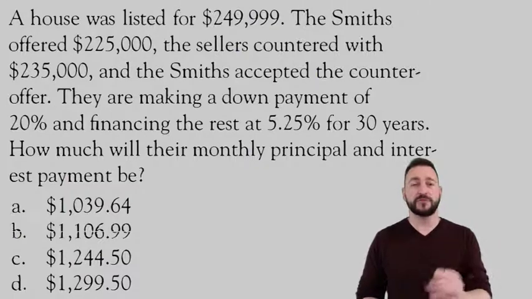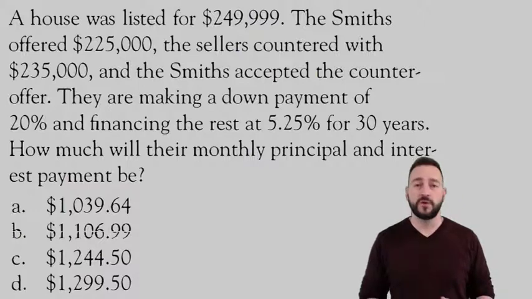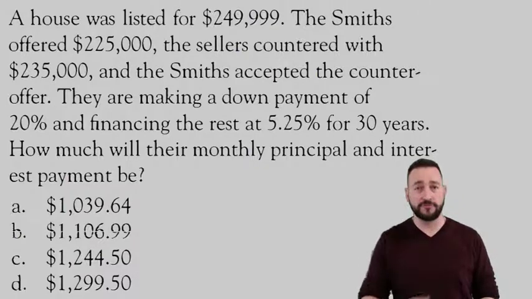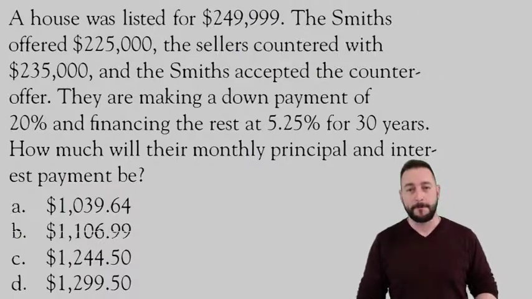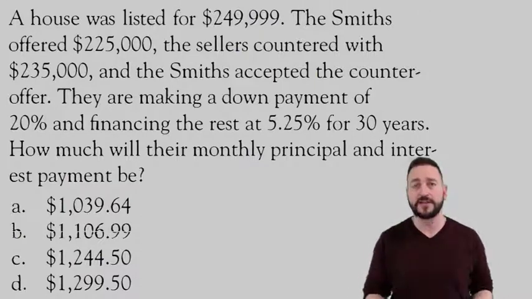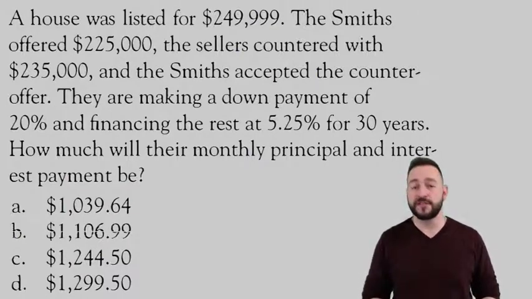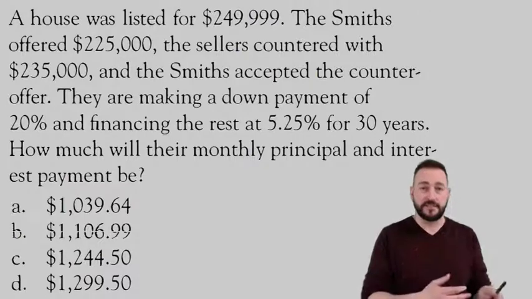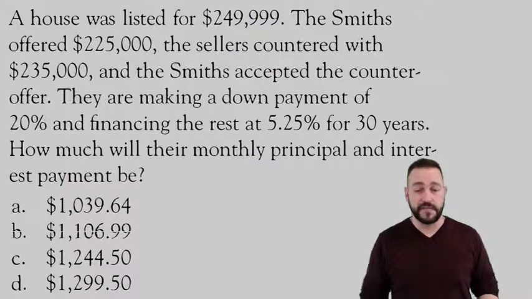It says a house was listed for $249,000 and the Smiths offered $225,000, which the sellers countered with $235,000. Now this is a normal process in every real estate transaction. People go back and forth, right? Now the Smiths, the buyers, accepted the counteroffer. They said, hey, okay, let's go. So in their financing, they're going to put a down payment of 20% and finance the rest at 5.25% for 30 years. How much will their monthly principal and interest payment be?